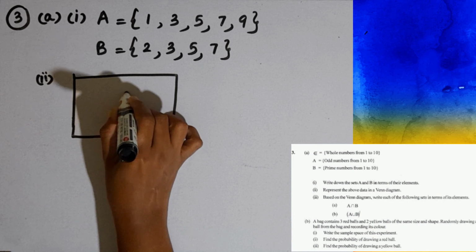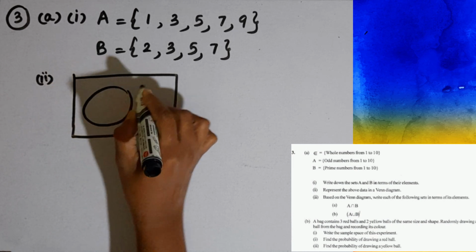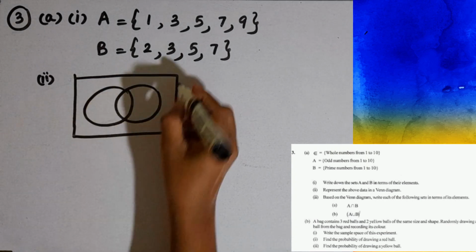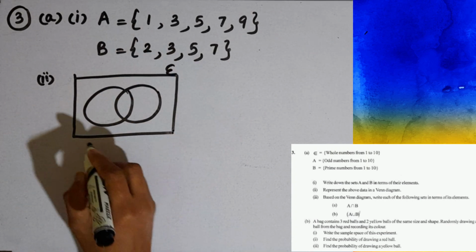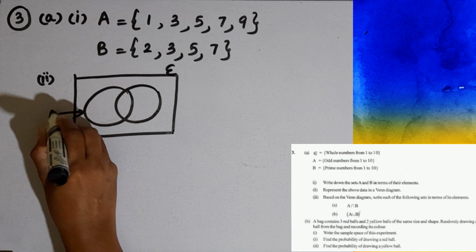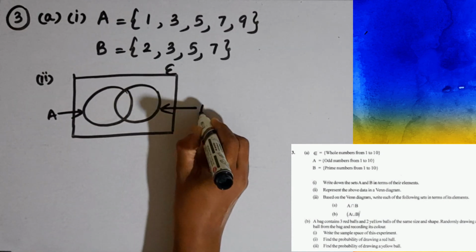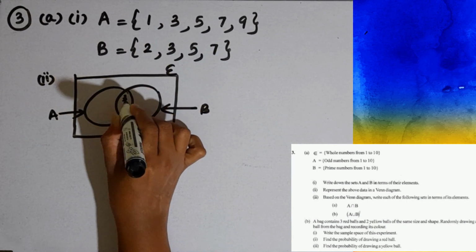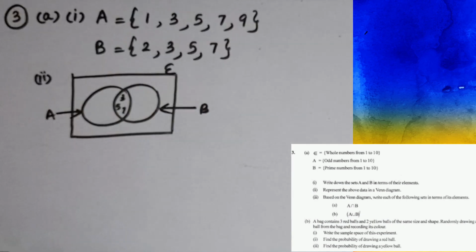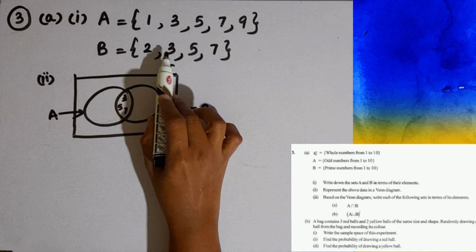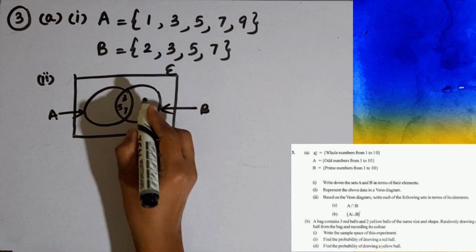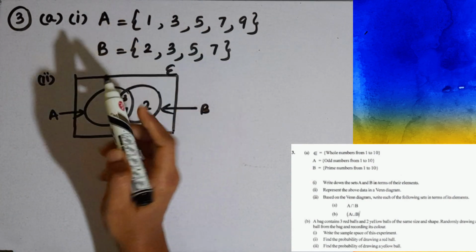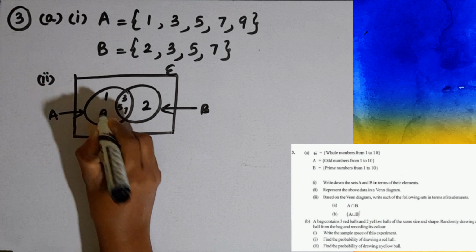So we have to draw 2 circles like this. Then this is the universal set. This is set A and this one is set B. The intersection is 3, 5, 7. 3, 5 and 7 are here. Then in set B we have 2 more. Then in set A, 1 and 9. We have to write 1 and 9 here.